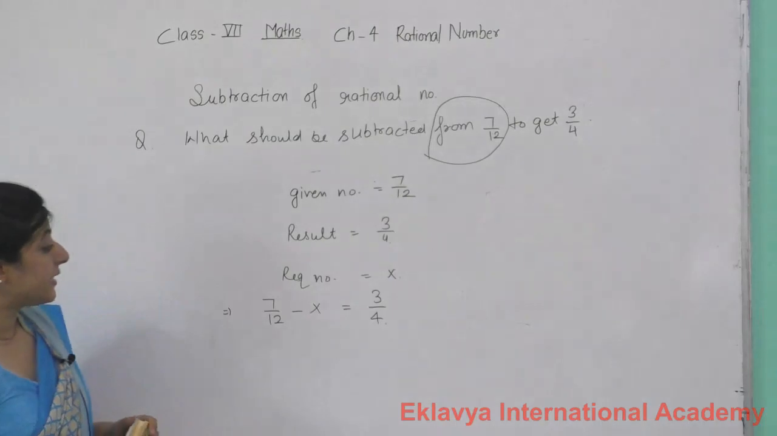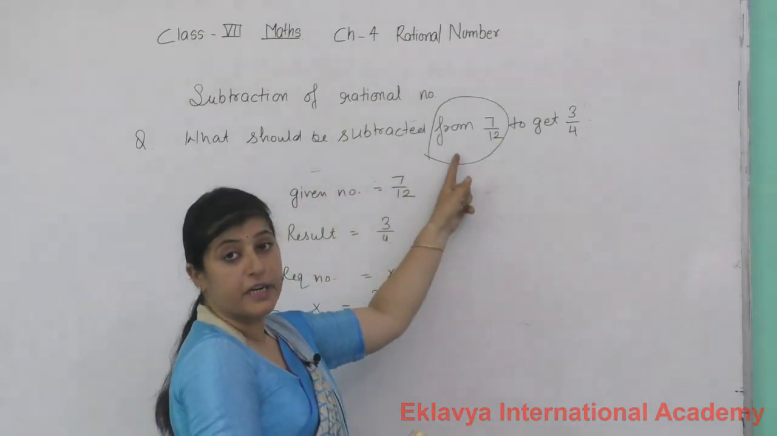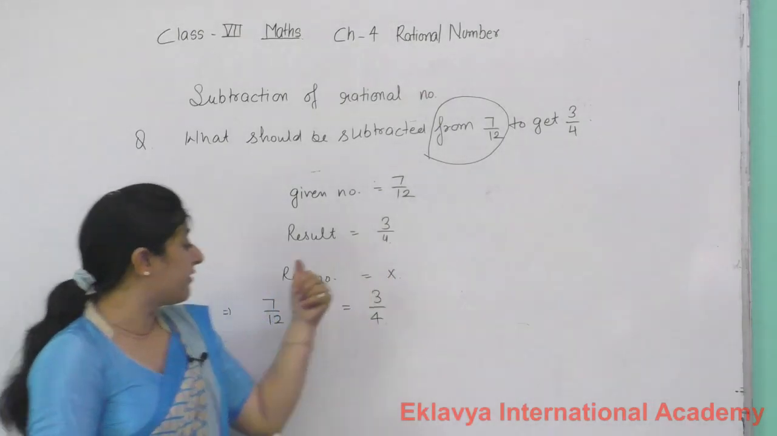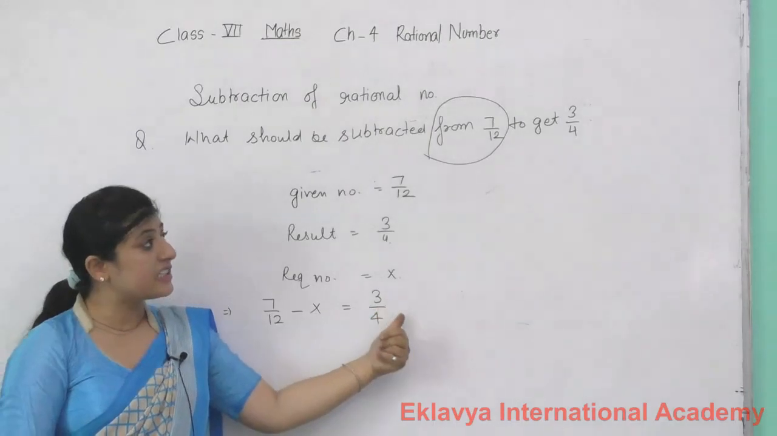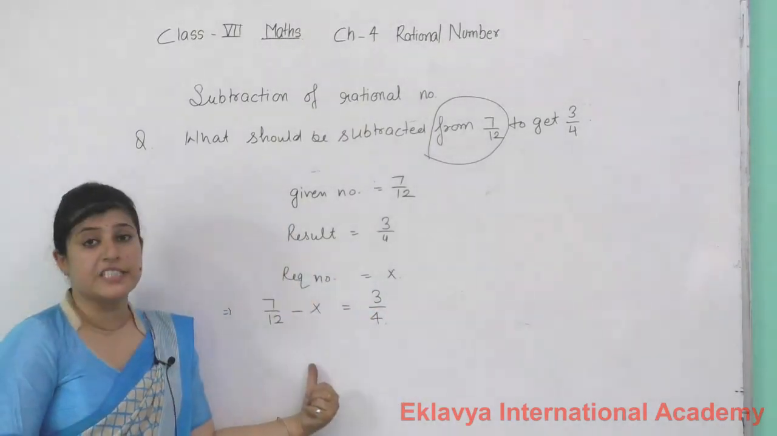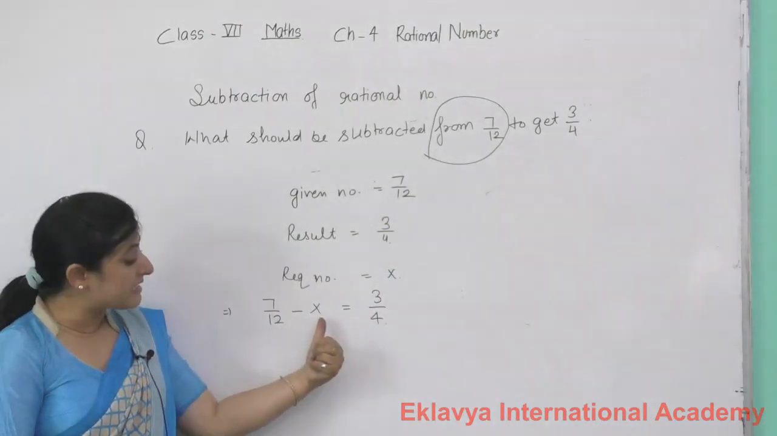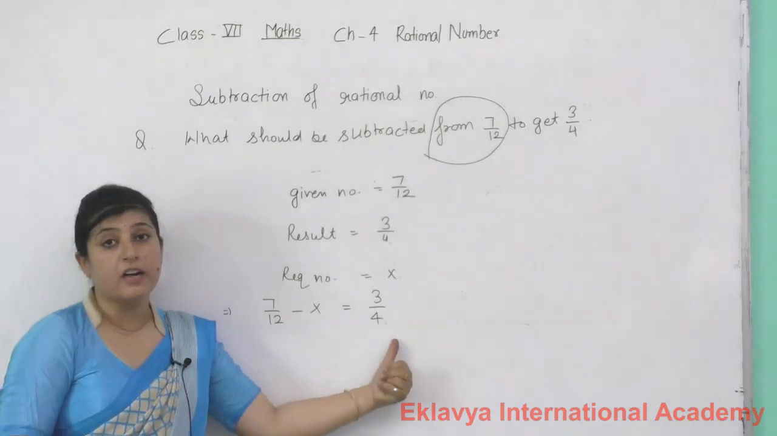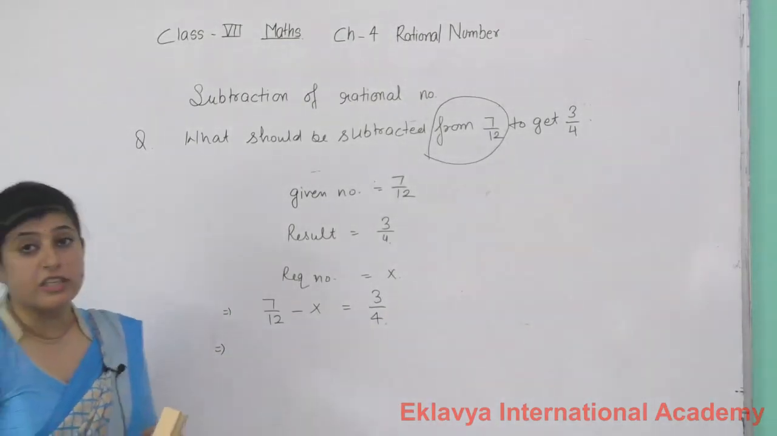If you understand, see properly, what should be subtracted from 7 by 12? It means what should be subtracted from 7 by 12 so that we get the result 3 by 4. So how to write this in the statement? Firstly we write 7 by 12 and minus x is equal to 3 by 4. That is equal to, how to find out the value of x?